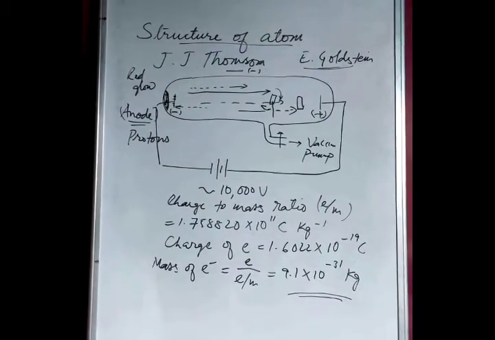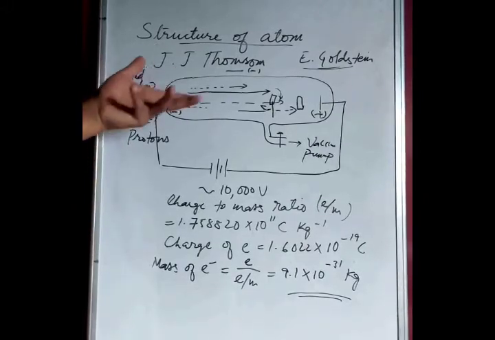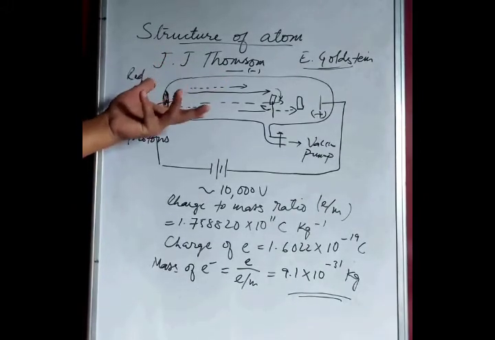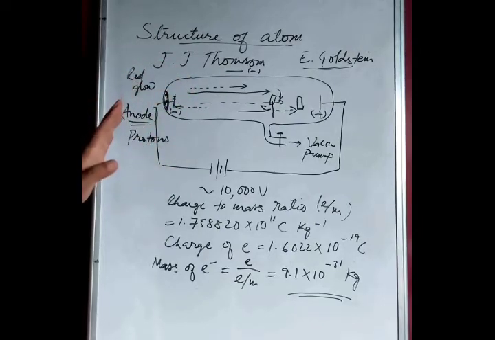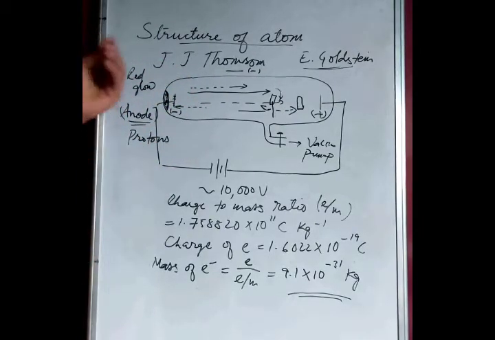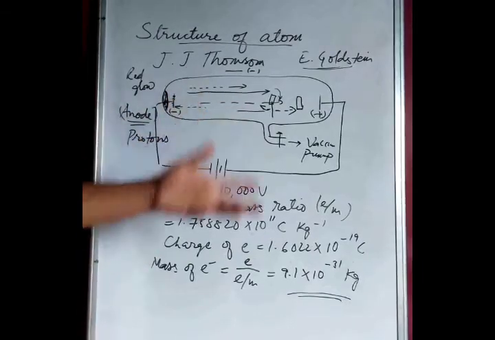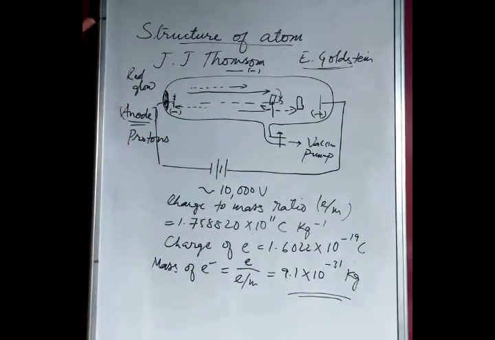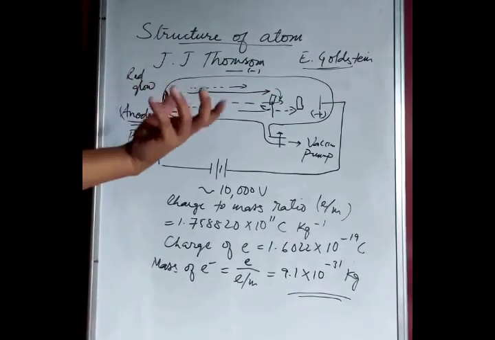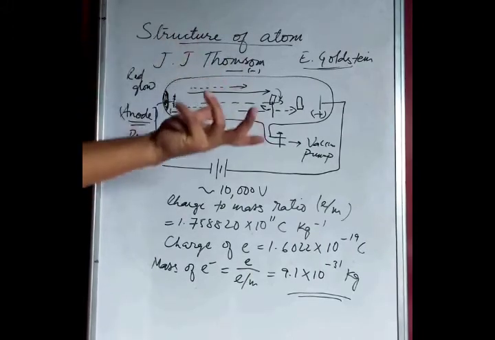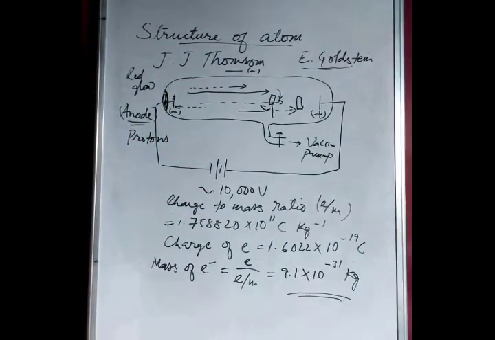The properties of anode rays are similar to that of cathode rays. They also show mechanical, electrical and magnetic effects. They cause shadows and so on. Both of the rays travel in straight lines. Except that one is positively charged, the anode rays, and the other one is negatively charged, the cathode rays. That's the difference.